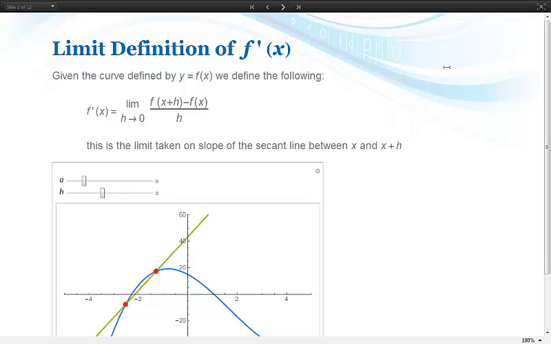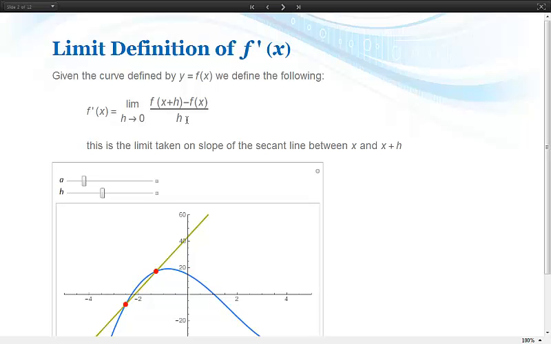So first, remember the definition of the derivative at a point, the rate of change of a function with respect to x, or if it's on a curve defined by y equals f of x, that is, we plug in an x and get a y value to get the points on the curve. Then we define the following. F prime of x, the derivative of f of x with respect to x, is defined to be the limit as h goes to 0 of f of x plus h minus f of x divided by h.